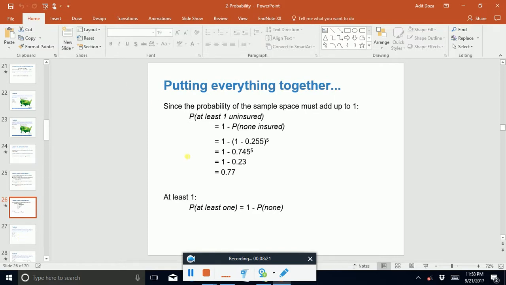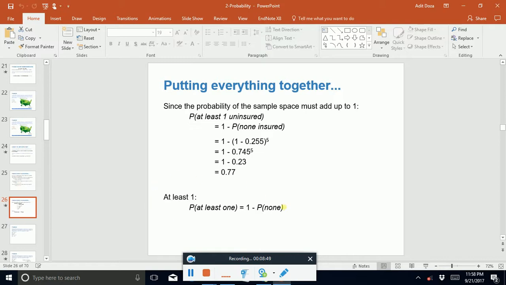So the formula is, when P is at least one uninsured, we take 1 minus the probability of none insured. So the probability of none insured is 0.745 to the power 5. That means this is the probability, which is 0.23. So 1 minus 0.23 is 0.77. So at least one person is 1 minus the probability of none. So this is a formula you guys have to remember.